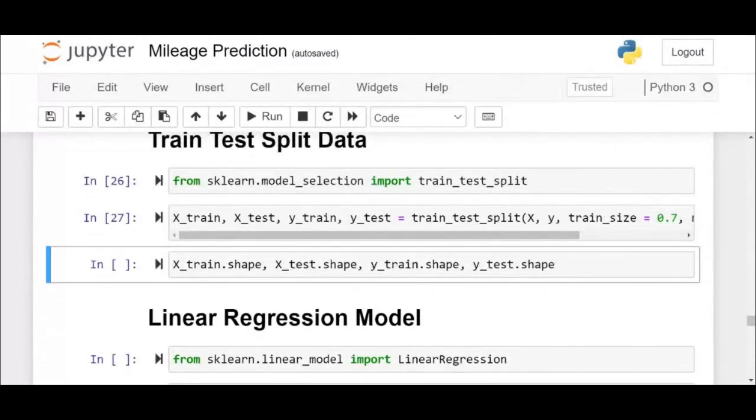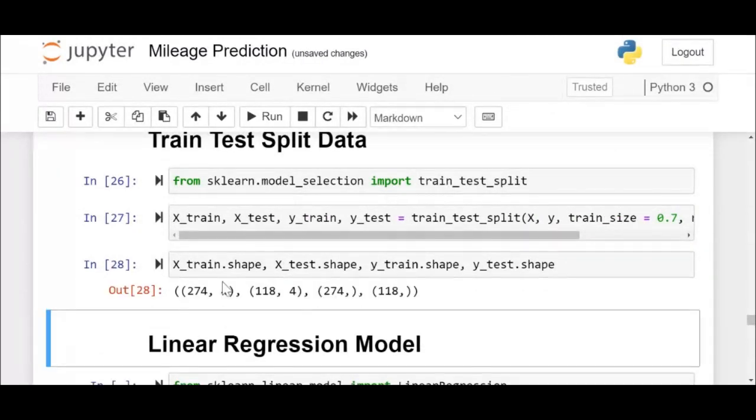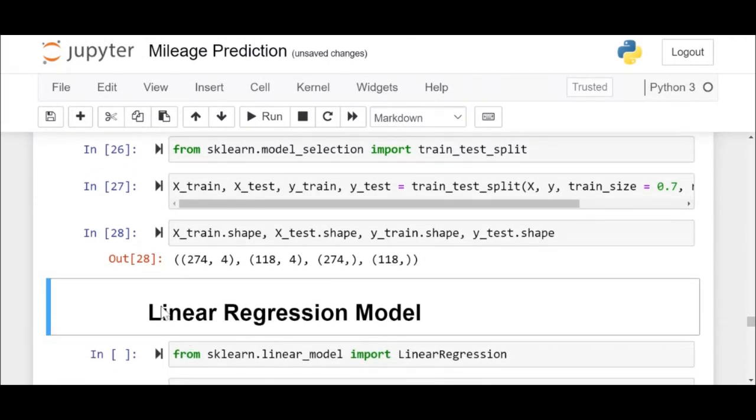So let's see the shape of our data set. In our train sample there are 274 rows or observations. In our test sample there are 118. Total are 392. So that is how our data set has been split. Now, our mileage is a continuous variable, so we need to use regression.